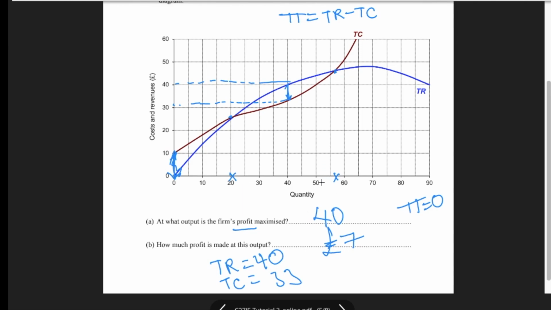And then we can use what we figured out earlier on. We already figured out that at 40, profit is 7. So where there's 40, I'm going to roughly do a cross at 7. So let's say that's roughly 7. And in which case then, it's literally just joining them up.